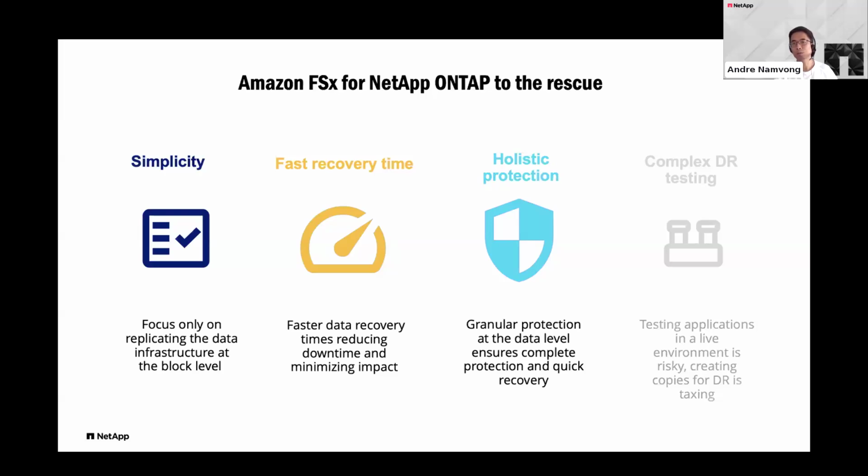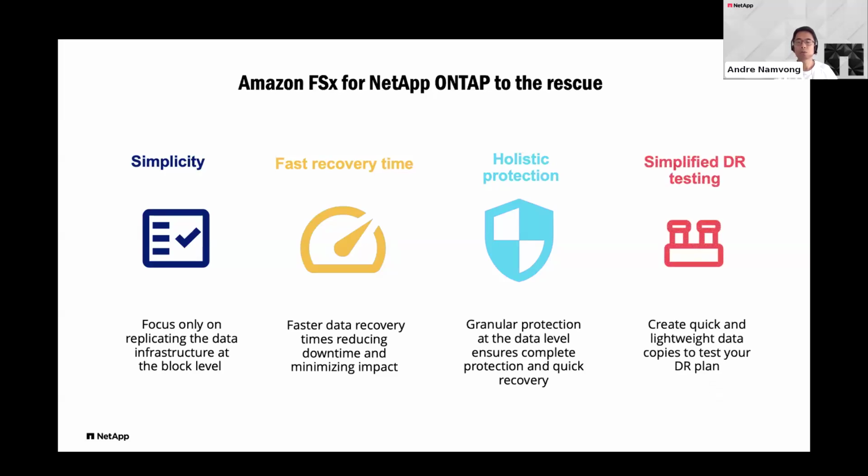And lastly, when it comes to DR testing, a good DR solution is a solution that can be tested often and simply, and that's what the service offers. So the possibility to create lightweight data copies so that you'll be able to test that live, or you can also make use of clones, for example, in order to simulate disaster recovery. So in a nutshell, that is how FSx for NetApp ONTAP can help you address these business continuity challenges.